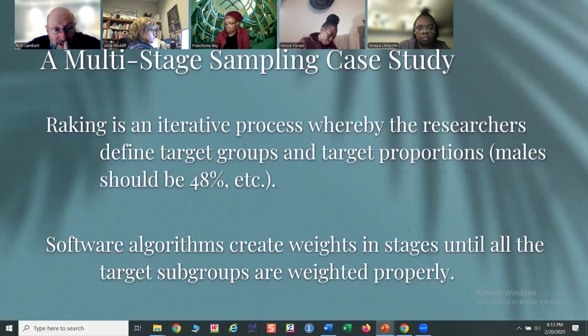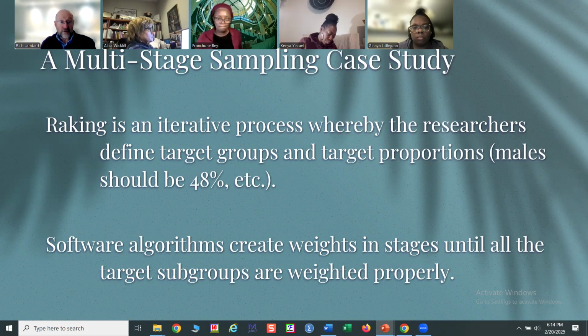Well, raking is an iterative process where we rake through the population over and over again. And we figure out what the important subgroups are for us and what the target proportions are for those subgroups. So, for example, if we know male teachers are 48% of the population, then we try to match to that. And there are software algorithms that you can apply once you know what your target is, that will result in all the targeted subgroups being weighted properly.